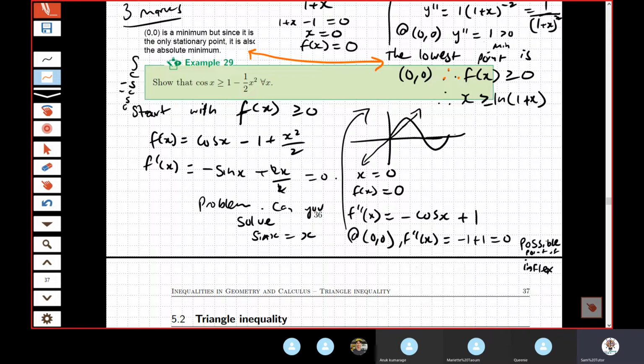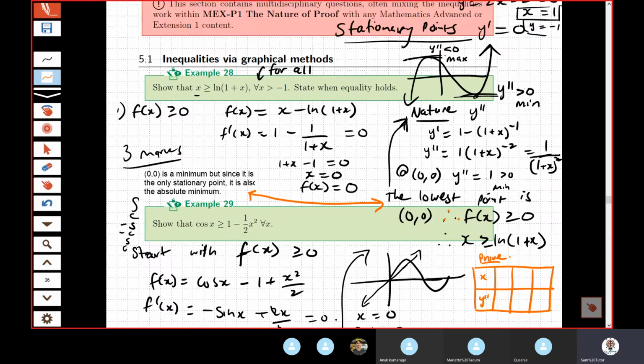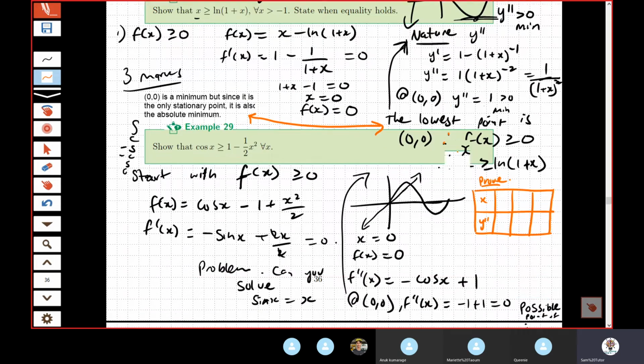To prove them, we've got this y double dash table. So prove. And if it fails the proof, that means it's not a point of inflection. If it doesn't fail the proof, that means it is a point of inflection. So what we're hoping is that it fails. For it to fail, these signs will be the same. So that means they're both going to be positive or negative, which means that it doesn't change concavity. That means it's not moving from a minimum to a maximum. So let's see what happens.